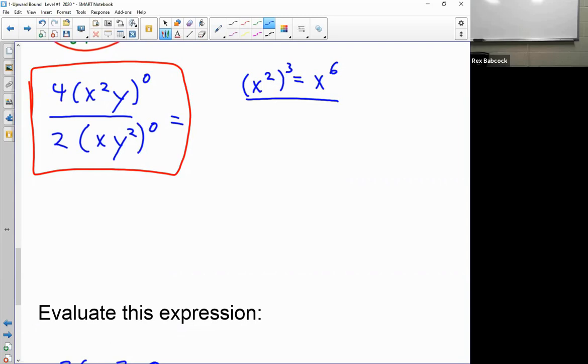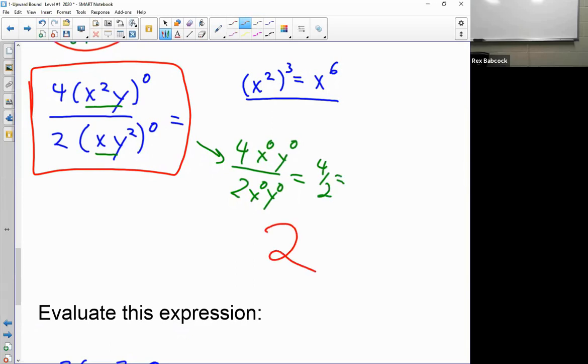When I rewrite this, there's no addition or subtraction here or here, so I can just multiply the exponents. I have 4, x to the 0, y to the 0, over 2, x to the 0, y to the 0. Anything to the 0 power is 1, so they're just a bunch of 1s, so I have 4 over 2. So my answer to that one is just 2. Now, I could have seen that right here: this is 0 power is 1, this is 0 power is 1, and 4 over 2 is 2.